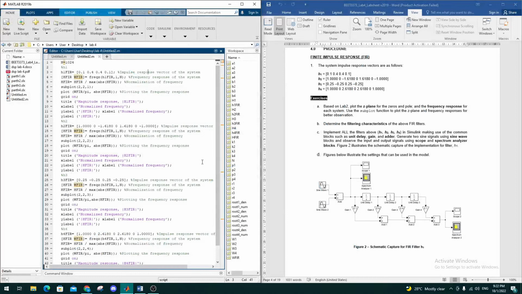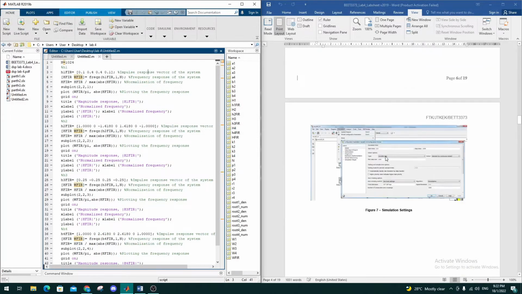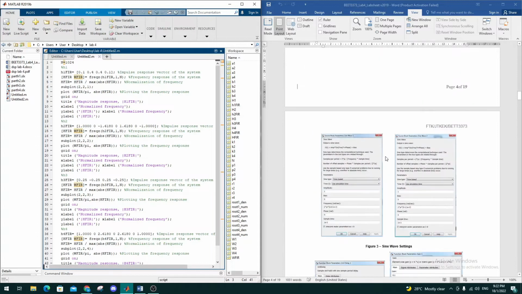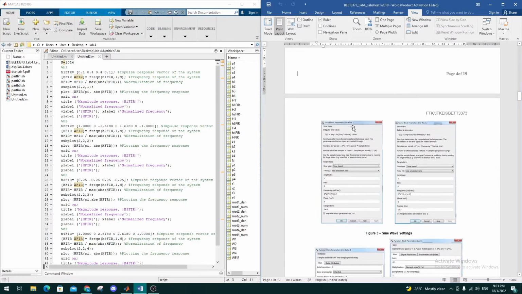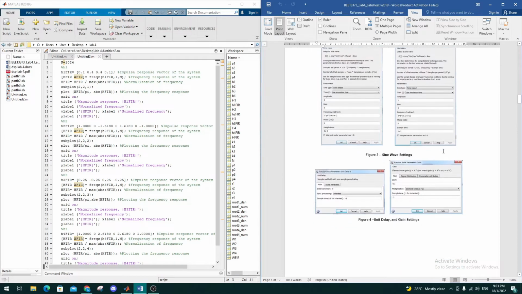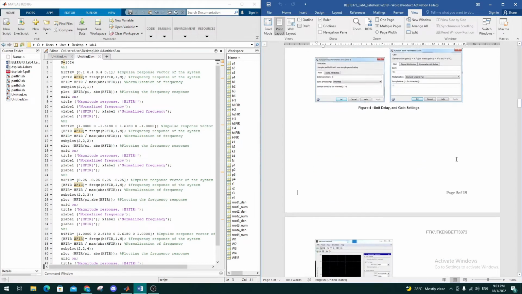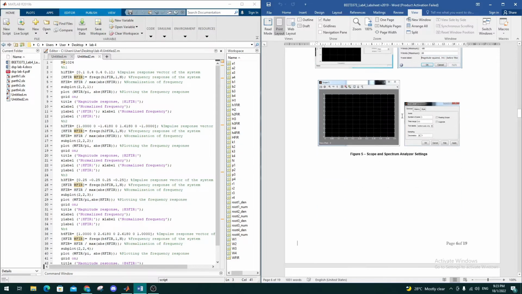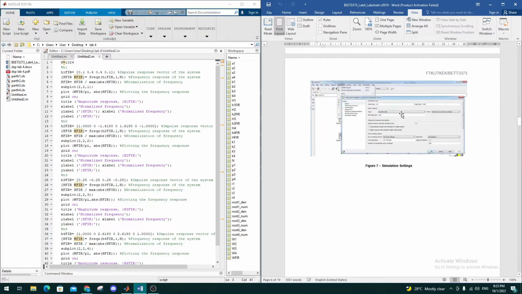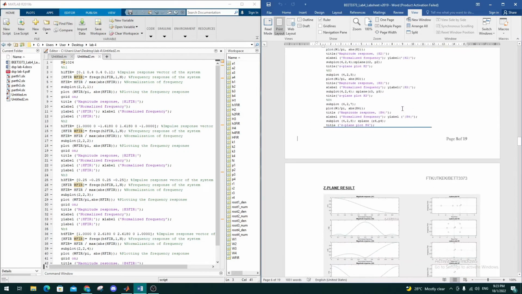Okay, let's move on to the Simulink. On the Simulink, this is the schematic capture for FIR filter H1. They already give it, and we just follow as given. This is the setting for the sine wave. This is the setting for unit delay and gain. And this is the setting for the scope and spectrum analyzer. So we just follow as the figure shown, and we run.